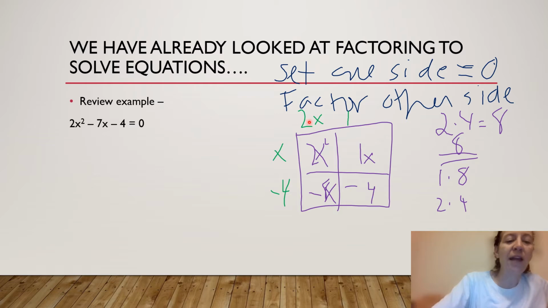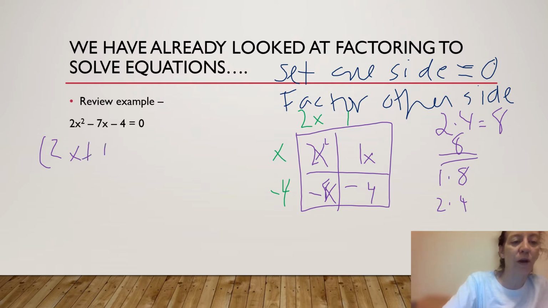And then the way you know if you've done it correctly, all 4 boxes are going to work. So 2x times x is 2x squared. 1 times x is 1x. 1 times negative 4 is negative 4, and 2x times negative 4 is negative 8x. And that's how you know you've got all the pieces the right way. So this factors into 2x plus 1 and x minus 4.